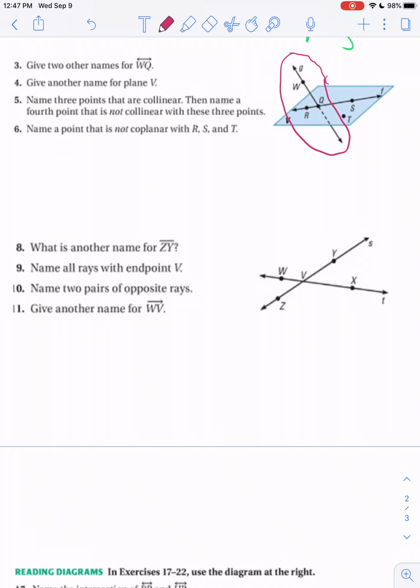There it is. And we learned in our notes that we can call it WQ, but we could also call it QW. So one name we could say is QW, bar above it with two arrows representing a line. And a shortcut you're going to sometimes see, when the diagrams get complicated, they're going to put a little lowercase letter on the line, and that's a shortcut. We can call this line G. It's a second name for that one.